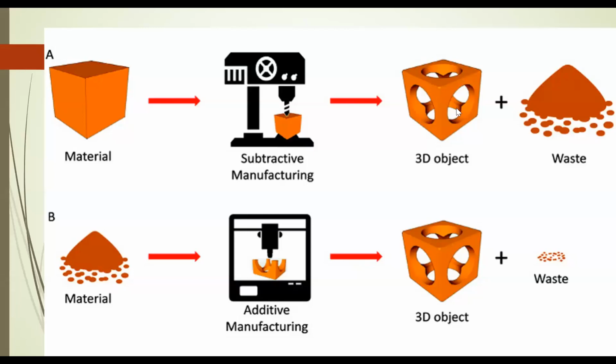Now this is the difference when we are designing any object, right? Let's suppose I'm in a mechanical industry and I have to design this 3D object. Now there are two ways to design the 3D object. This is the first way, and this is the second way. Now what is the difference between the first way and second way?